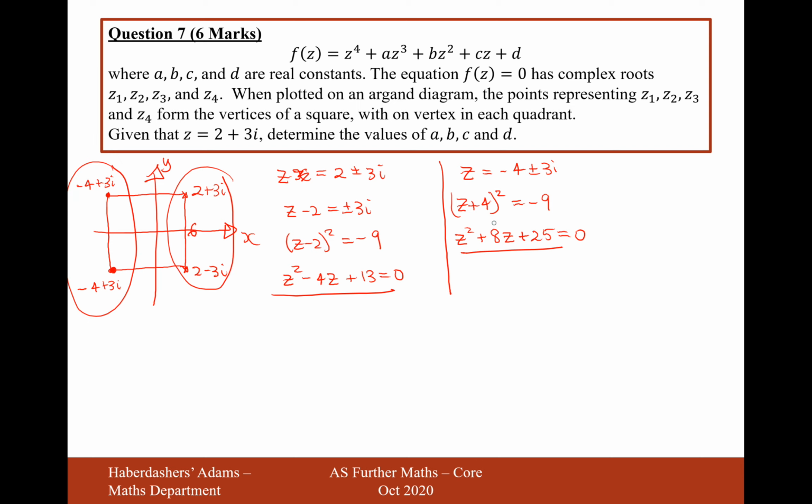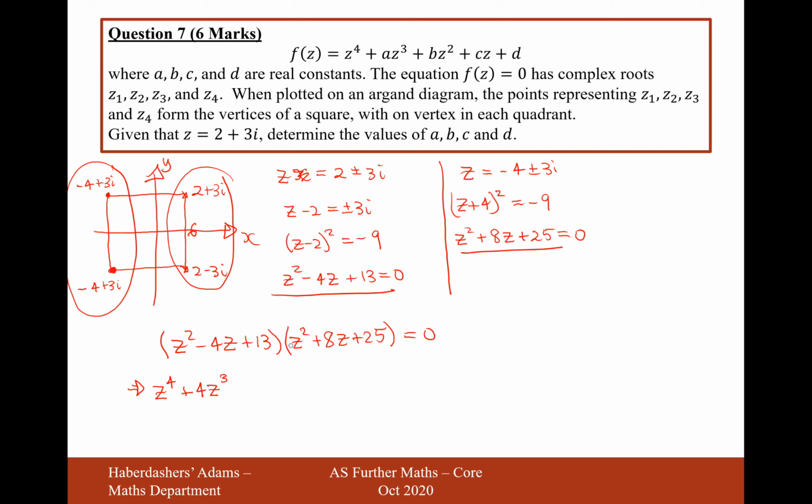Now we just need to multiply these 2 quadratics together to get our quartic. So it's now just going to be a question of expanding brackets. Z squared minus 4z plus 13 times z squared plus 8z plus 25 equals 0. So we'll expand the brackets. That's going to be z to the power of 4. Then it's going to be 8z cubed minus 4z cubed, so that would be plus 4z cubed.